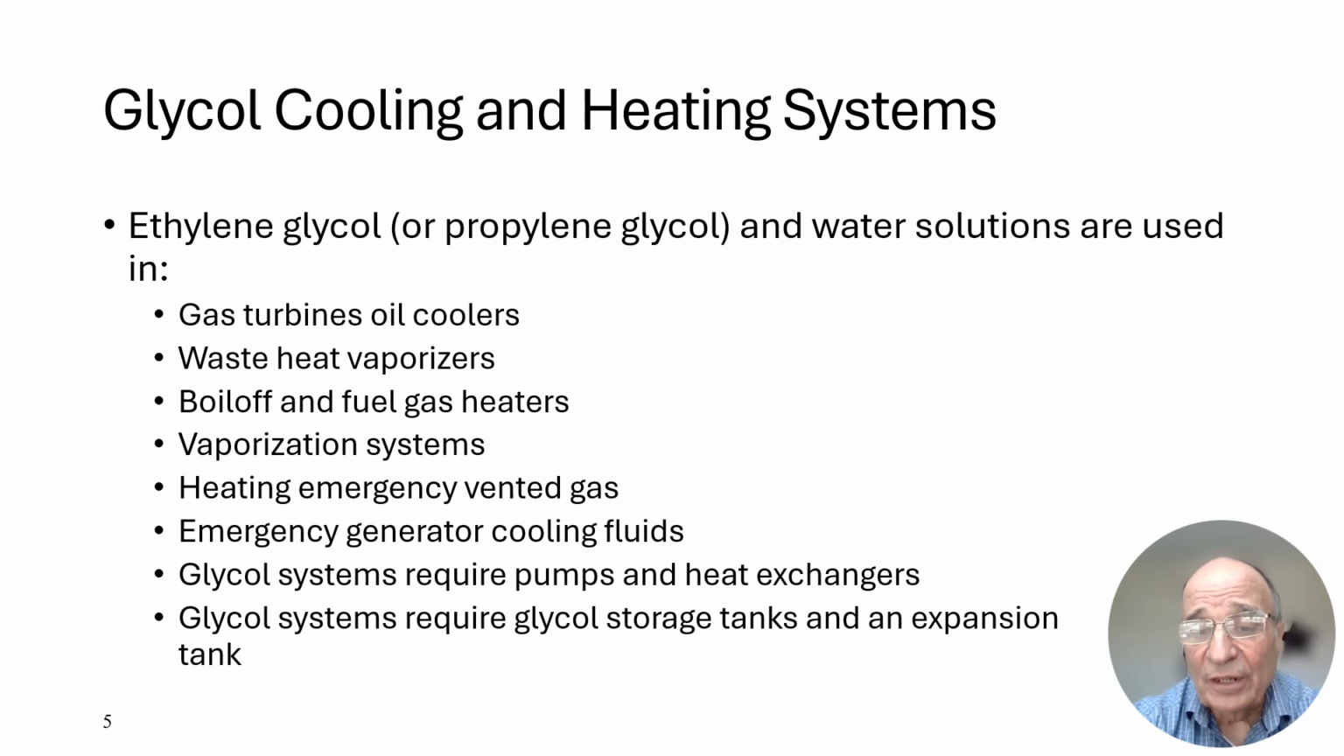Glycol systems require pumps and heat exchangers. Glycol systems require glycol storage tanks and expansion tanks. If you have a glycol system, when it's hot, the glycol expands. You need a tank with a moving head level that allows you to take up that expansion, and then that same tank is used to reduce the amount of glycol when the glycol cools down and contracts.